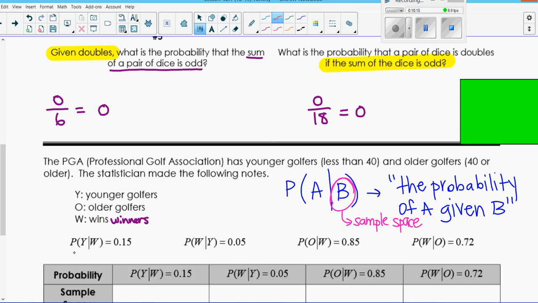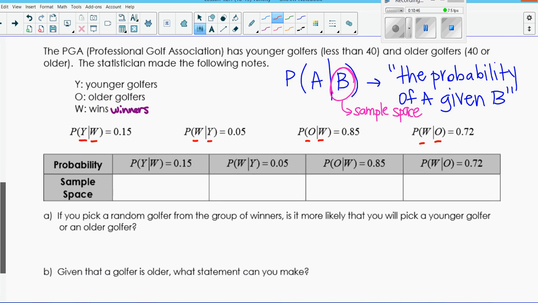So this would be read, the probability of young given winners is 15%. This one would be read as the probability of winners given that they are young is 5%. The probability of older golfers given that they're winners is 85%. This one is read as the probability of winners given that they are older is 72%. Okay? So, given this table, we have everything that was set up above.